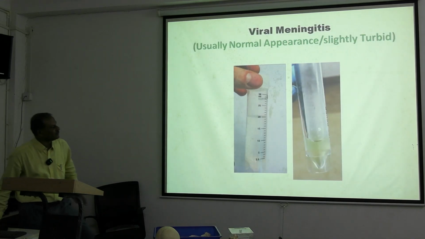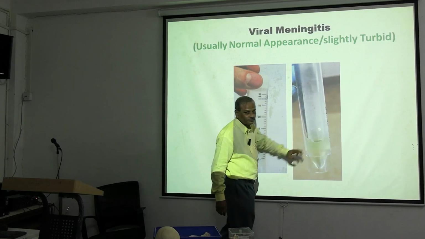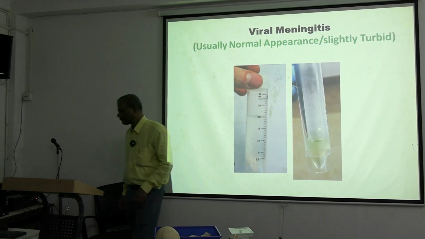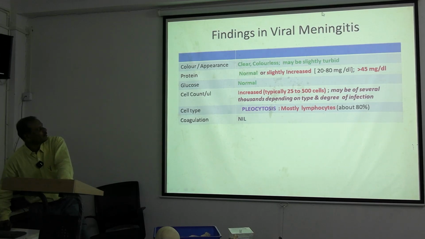Now viral meningitis, as you can see, the appearance is slightly turbid. Findings in viral meningitis: the color will be, remember, clear, colorless, maybe slightly turbid. Protein is normal or slightly increased. Usually it is more than 45; 45 is the upper limit of normal. It will not be normal.